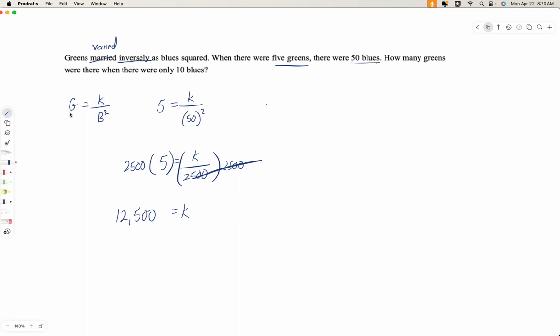Now we use the same formula again for the second scenario. How many greens? Green is what we don't know, so green is our variable. We do know what K is. It's 12,500 when there are only 10 blues. So 10 squared. All right, so G is equal to 12,500 divided by 10 times 10, which is 100. So that means G is equal to, we cancel, 125. 12,500 divided by 100 is 125.